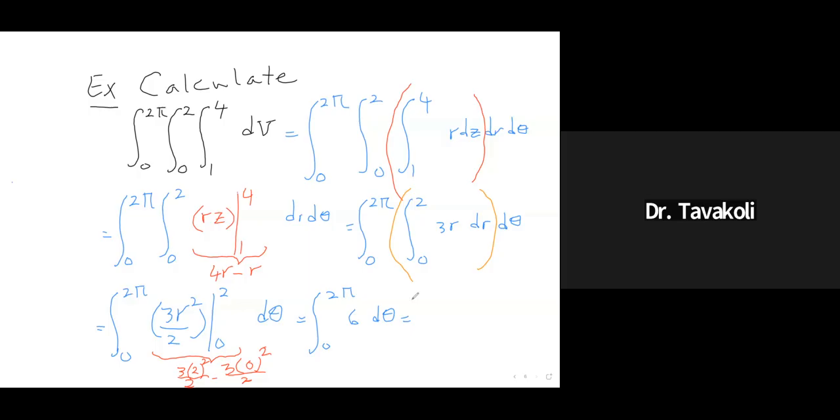The antiderivative of 6 with respect to theta is 6 times theta. Then I need to evaluate at 0 and 2 pi and do the subtraction. So 6 theta evaluated at 2 pi, minus at 0. 6 times 2 pi is 12 pi, and 6 times 0 is 0. So the final answer is 12 pi.